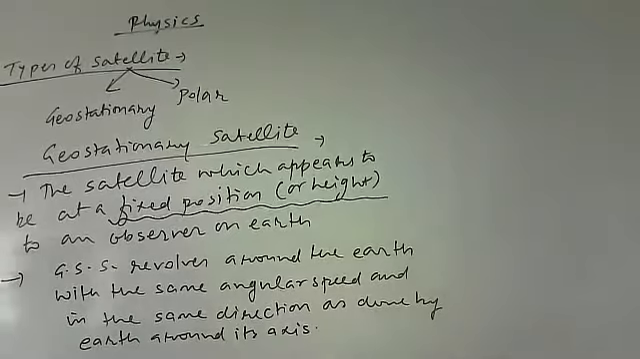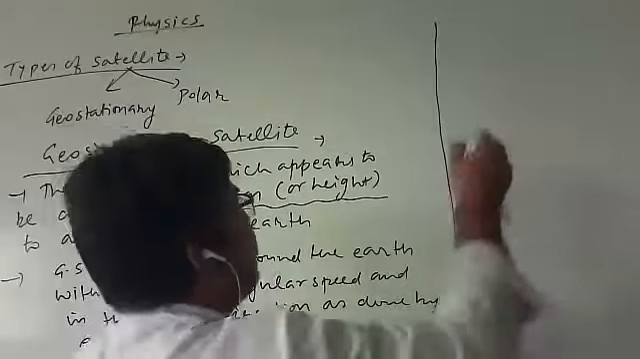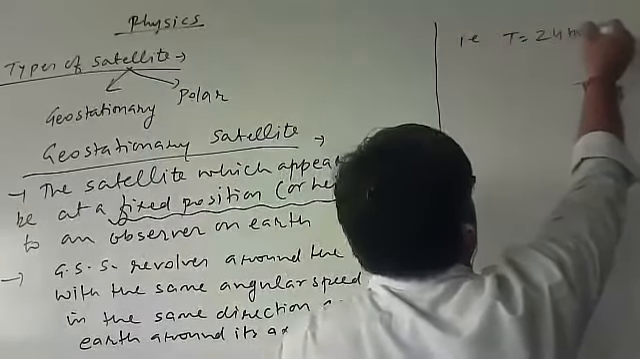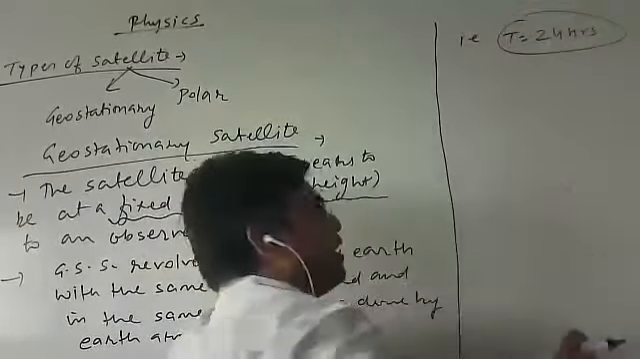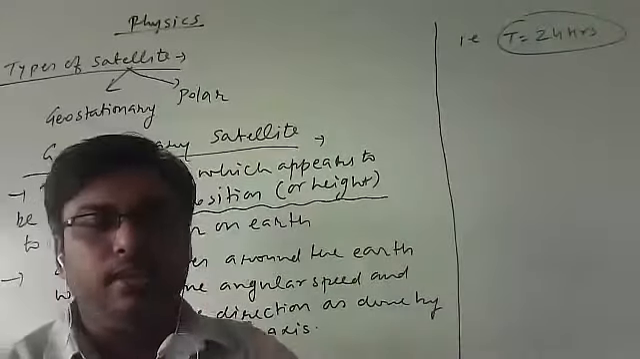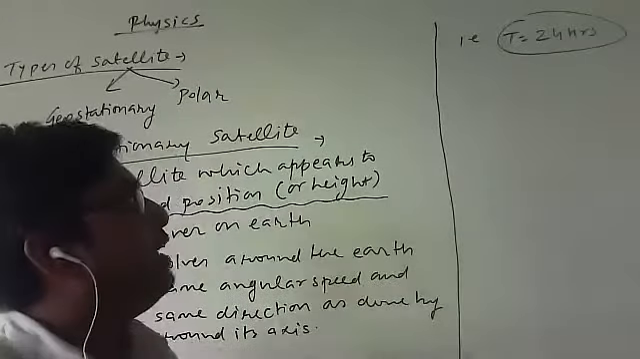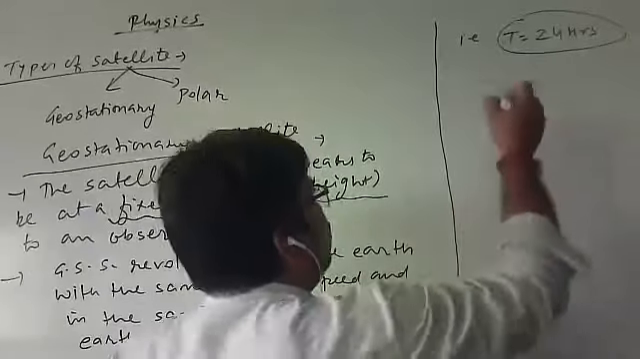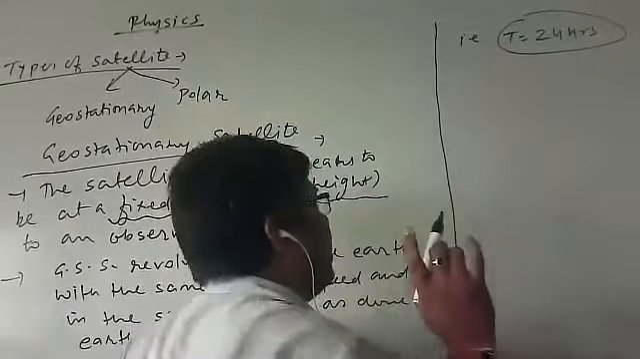So this is the prime condition for a satellite to be a geostationary satellite. Then definitely the time period of this satellite should be 24 hours. These satellites should complete one cycle in 24 hours. If they complete one cycle in 24 hours, then what should be their altitude?